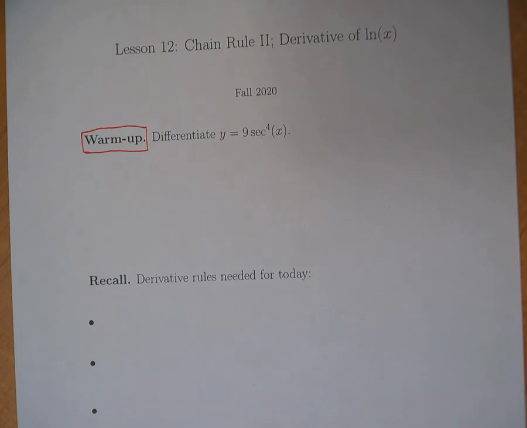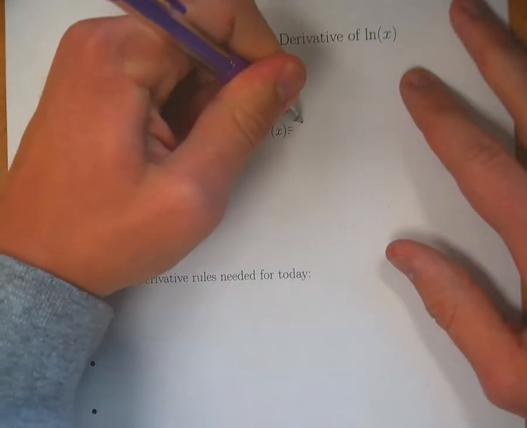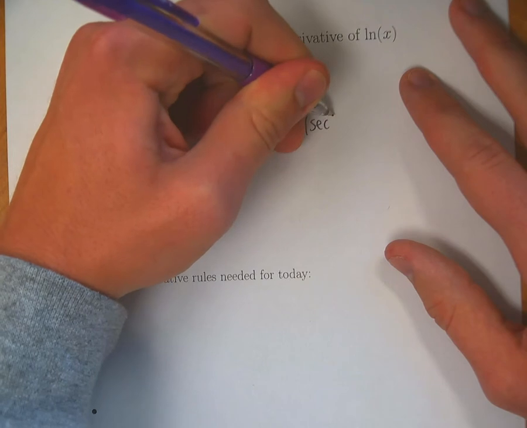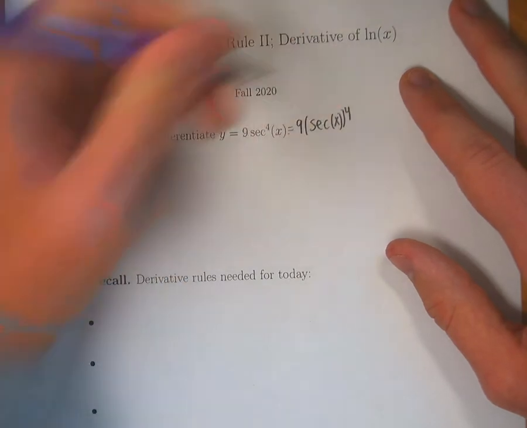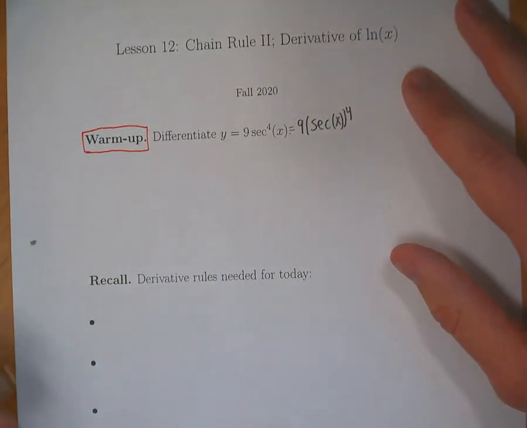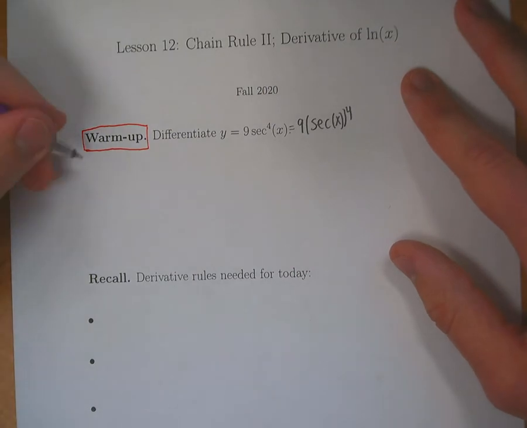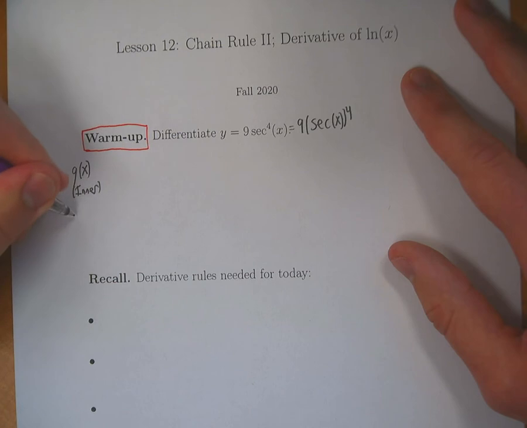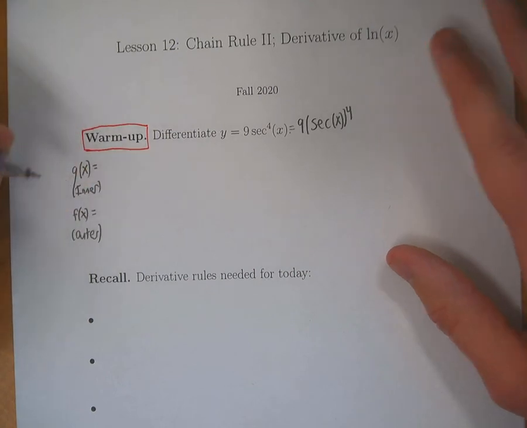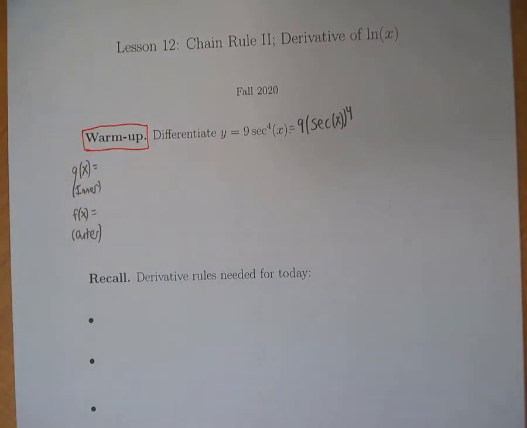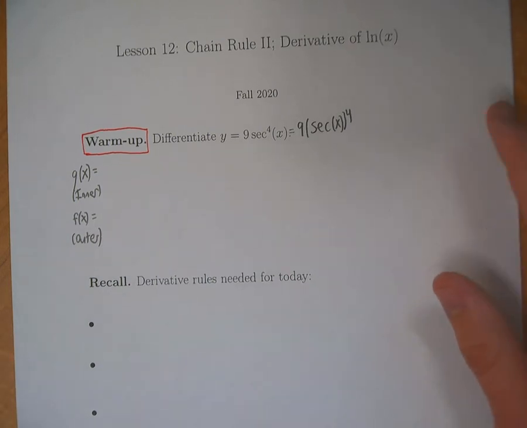So maybe let's take a step back. What would help is that this is the same thing as 9 times secant of x raised to the power 4, right? So in this case, it seems like we're going to need to apply the chain rule here. Let's first identify our inner function and our outer function. So what would our inner function be here? Not quite.